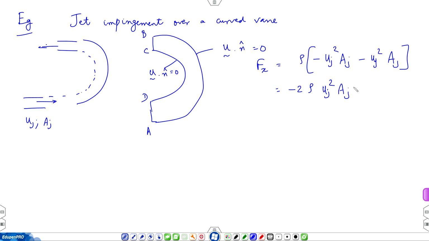Now, we have shown a vane where the flow direction is completely turned through an angle of 180 degrees. That is not necessarily the case. There are many problems in the book where the vane deflects the flow through some angle alpha. We looked at an example of a vertical plate where the flow is turned through 90 degrees.